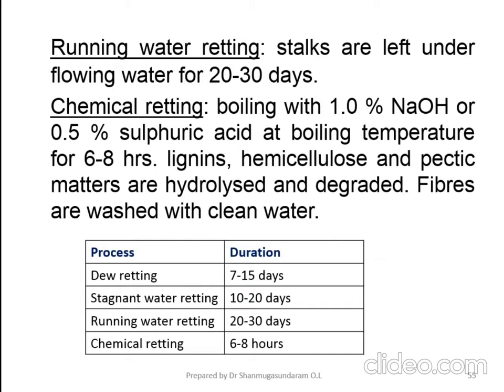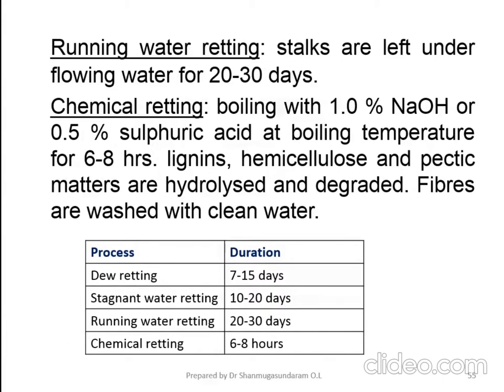So coming to the third retting process, this is running water retting. The stalks are left under flowing water for about 20 to 30 days. Please keep in mind the duration of the retting. The initial dew retting took 7 to 15 days for the extraction of the fiber from the plant, whereas stagnant water retting took 10 to 20 days. Whereas running water retting, how much time did it take? Nearly 20 to 30 days for the extraction of the fiber from the plant.